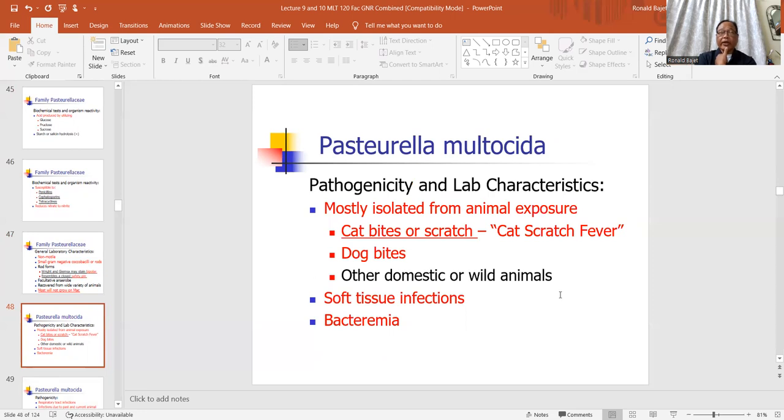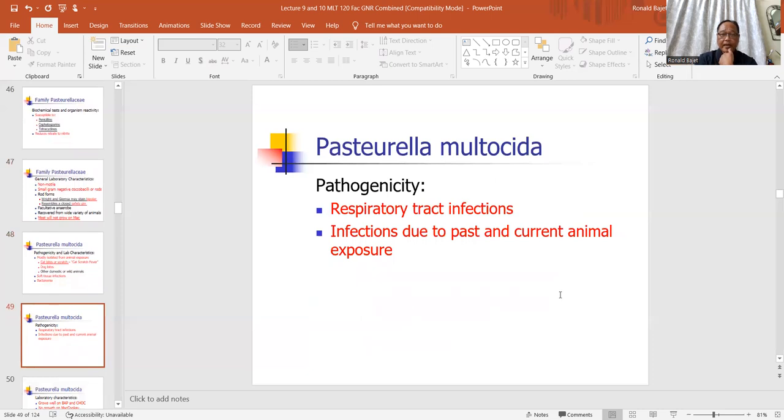Like I mentioned, you can get a Pasteurella infection from cat bites or scratches, and it causes cat scratch fever. You can also get infection from dog bites or soft tissue infections or bacteremia. But for testing purposes, know that cat scratches or cat bites will cause cat scratch fever. That's Pasteurella multocida. Pasteurella multocida causes cat scratch fever. Multocida can cause respiratory tract infections and infection due to past and current animal exposure. Okay, but cat scratch, remember that: multocida.